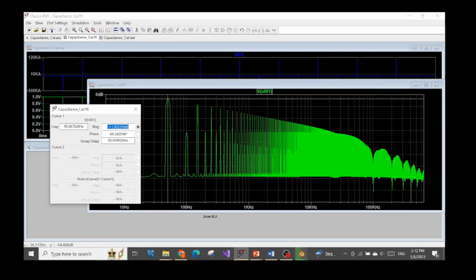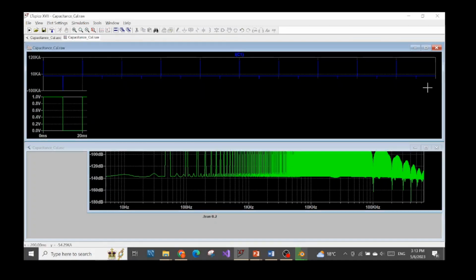And the magnitude of our voltage here is, let's write down, -7 dB, or -7.13 dB, for the magnitude of the voltage at frequency 50 Hz in the log scale. Now we have obtained our voltage. We need to have the corresponding value of our current at the same frequency, also in log scale.